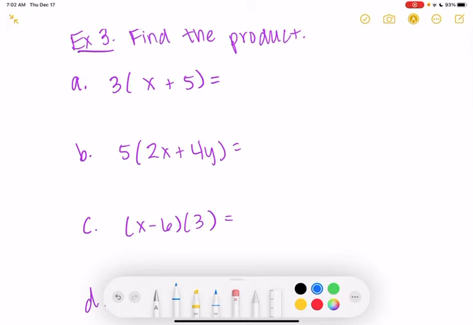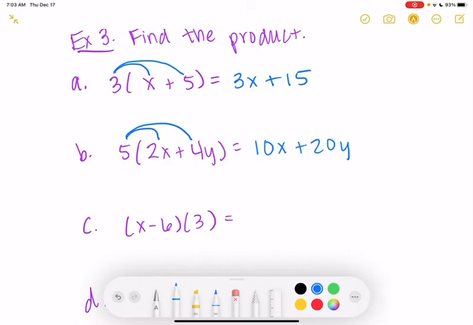Okay, so we have this 3, and we do 3 times x. What's 3 times x? 3x. And then 3 times a positive 5 is a positive 15. That's it. 5 times 2x: 5 times 2 is 10, right? So now we have 10x. 5 times a positive 4y is plus 20y.